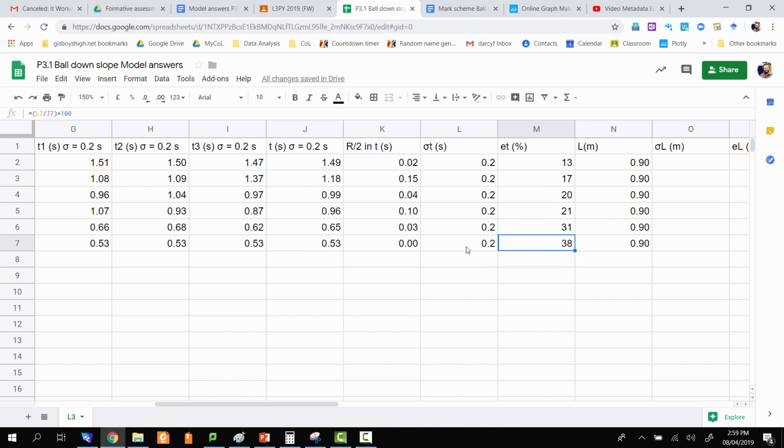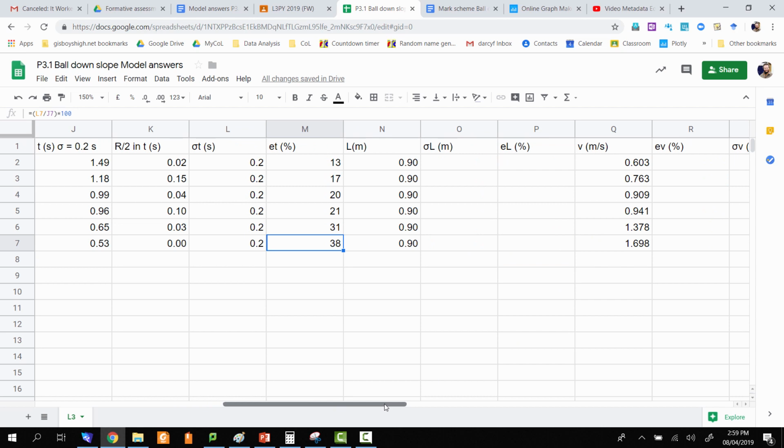Okay, so 38% is 0.2 divided by 0.53. Right, having worked out time, now we need to work out the percentage uncertainty in the length. So we were using a meter ruler. I was putting it on the 90 centimeter mark, so 0.9 meters. I judged that it was accurate to 0.01, to 1 centimeter each time.